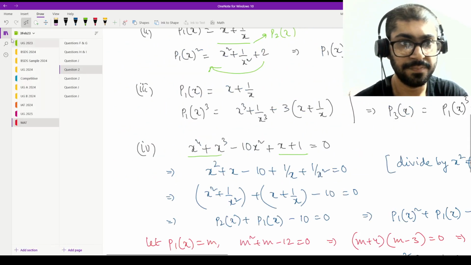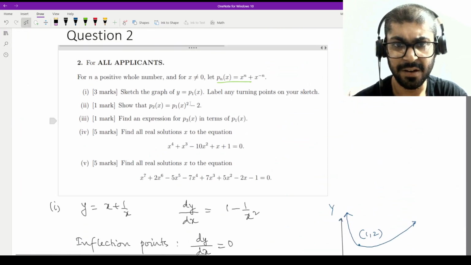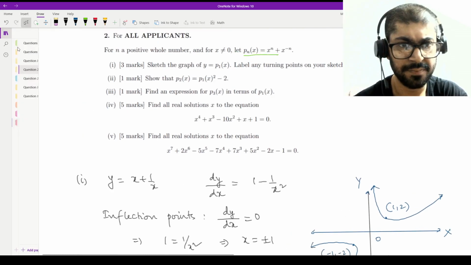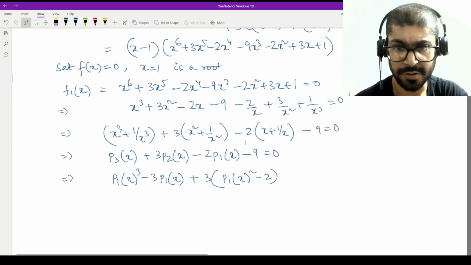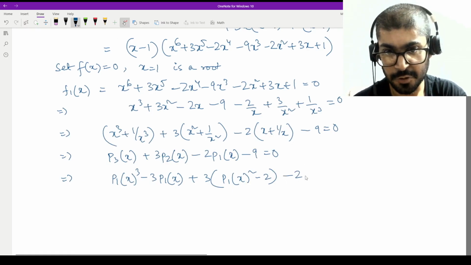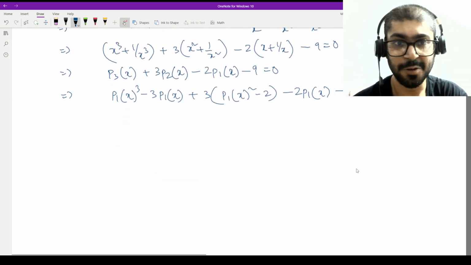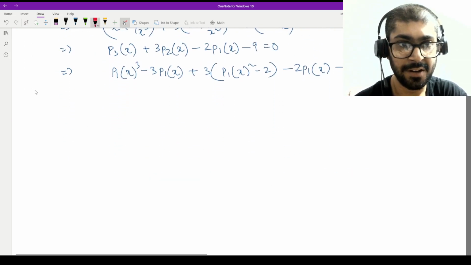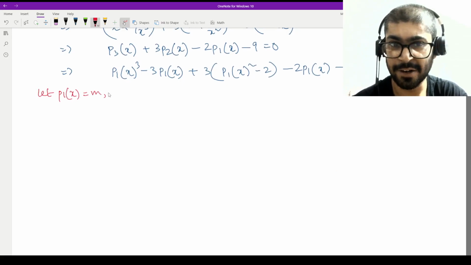Quick check. That was given here, p1x square minus 2. Fine, no issues there. p1x square minus 2, and then we have minus 2p1x minus 9 equal to 0. So again we can use that substitution format, right? Let p1x equal to m, because it gets a bit complicated here.